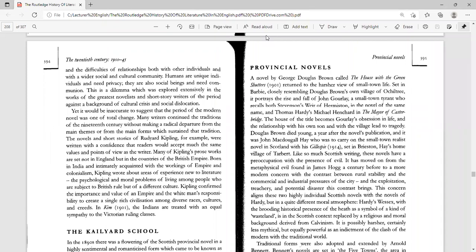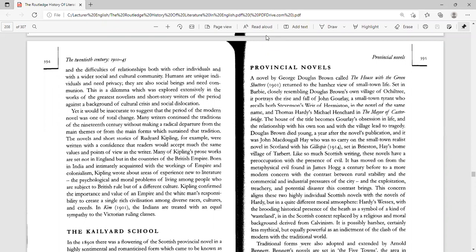Many writers continued the tradition of the 19th century without making a radical departure from the main themes or from the main forms of Victorian tradition. Rudyard Kipling is an example. His novels, though they have an idea of a somehow exotic world, because his novels project Indian societies or colonized societies, but with the exception of the exotic East or exotic India, his novels continue the tradition of Victorian realism.